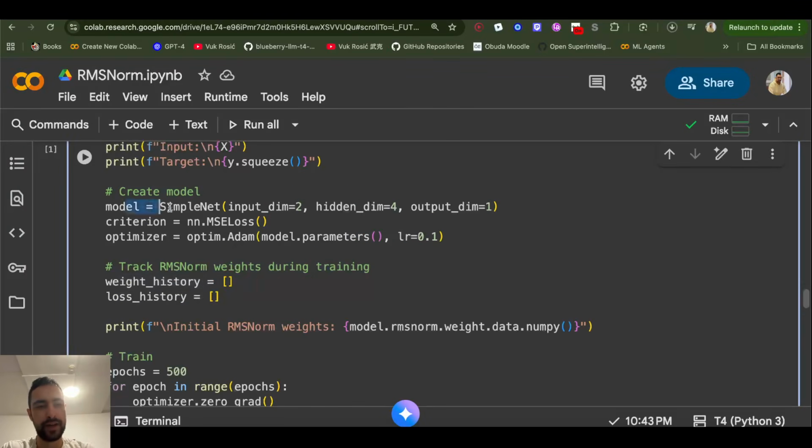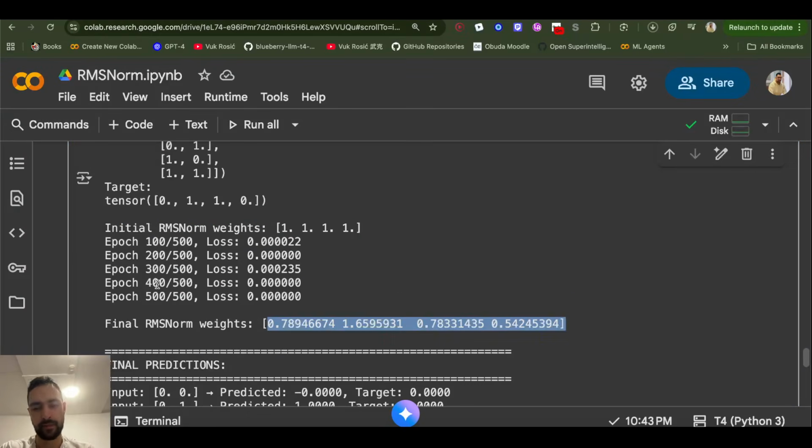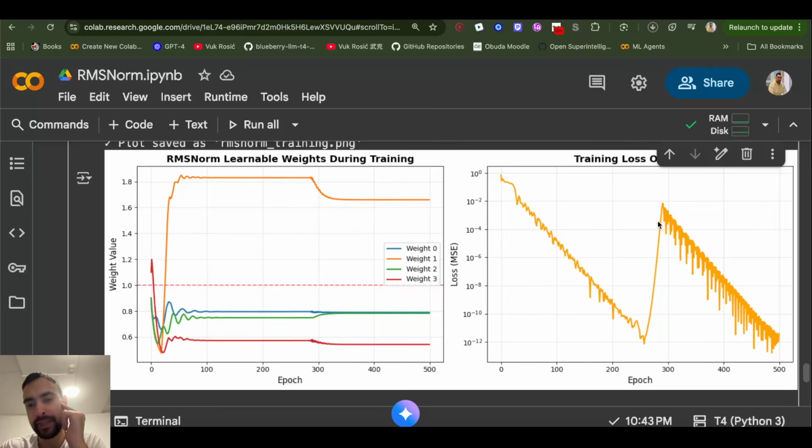So we define the model, we define the criterion, which is our loss function, and the optimizer. Then I'm going to keep track of the RMS norm weights and loss history. I am printing here the initial RMS norm weights, which are 1, 1, 1, 1, and the final RMS norm weights are these. This is what the model learned. This loss spike might be due to the Adam optimizer, and you see these are extremely small numbers, so I guess this loss spike is actually very small.